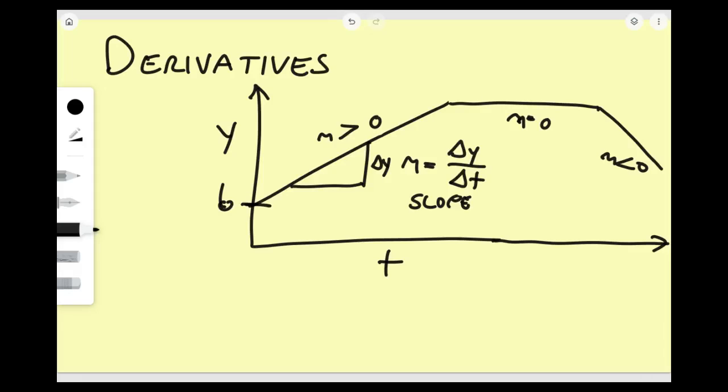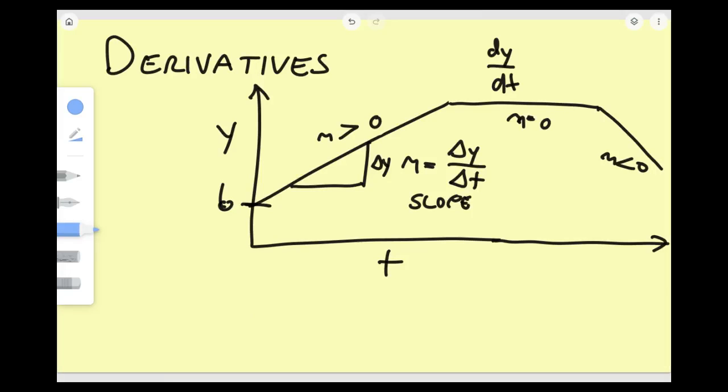So this is still a function. At any place, we can evaluate delta y over delta t to get the slope. And in the same situation, we can get a derivative everywhere. And it's going to change from place to place.